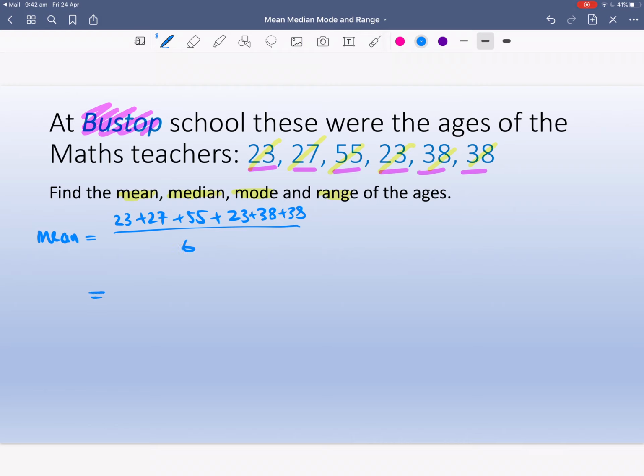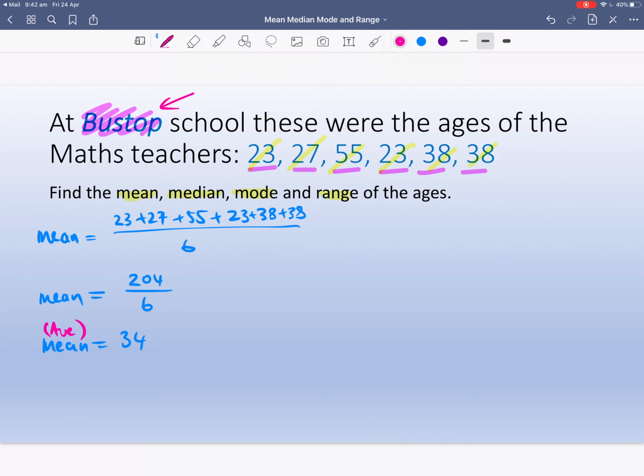Now I can just put this in my calculator, but I'm going to do it slowly. I'm just going to add all those numbers up. 23 plus 27 plus 55 plus 23 plus 38 plus 38. And I get 204. And we're going to divide that by 6. So mean is so mean that it adds all the numbers up and divides it by how many there are. So now I'm going to divide 204 by 6, and I get 34. So the mean, another way we say mean, we say average, okay, is 34. So that's the average age of a maths teacher at this particular Bus Stop School.